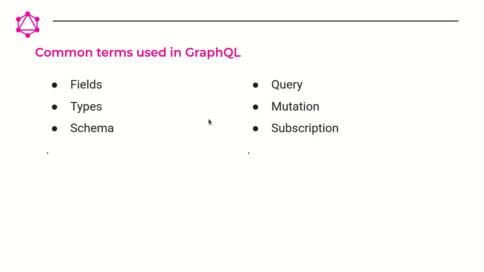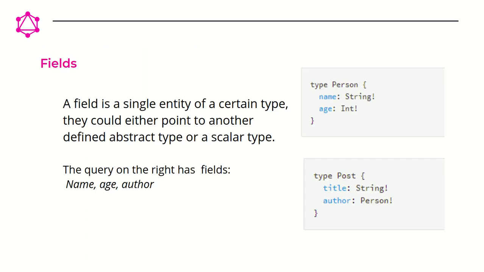So next, let's dive in deeper. Common terms used in GraphQL. So we're going into the main things in GraphQL. You have fields, you have types, you have schemas, you have queries, you have mutation, you have subscription. You've been hearing me mention queries, so we'll get to know what these things are. The next one is fields.